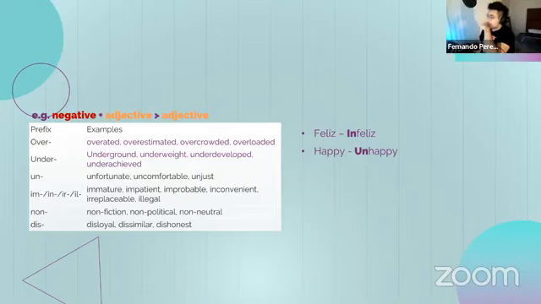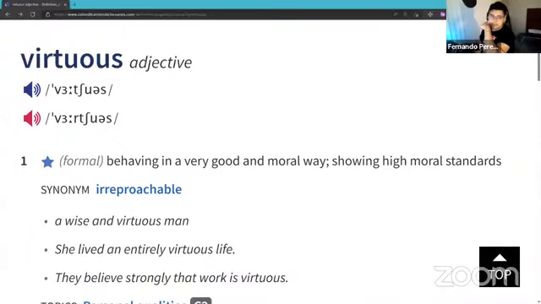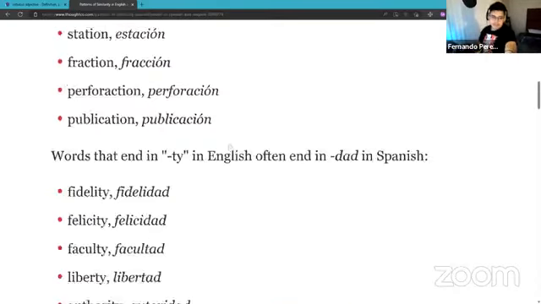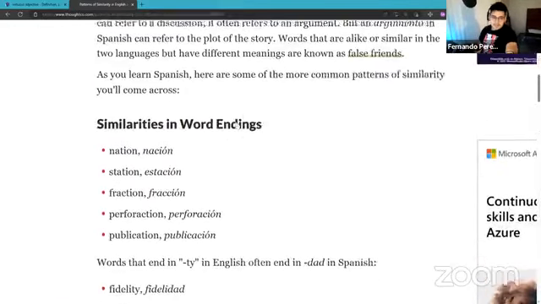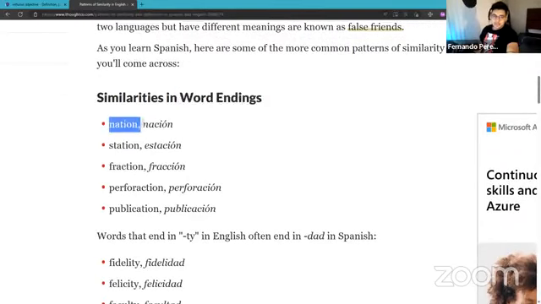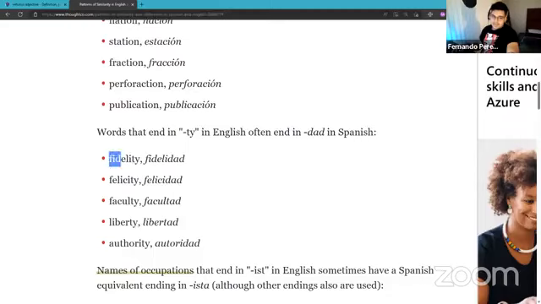Yes, I love this website. Look at this. ThoughtCo. It never fails to surprise me. Similarities in word endings. Word endings is similar to, say, suffixes. Nation, nación. Station, estación. Fraction, fracción. So that is the same. Fidelity, the ending ity transfers to idad, fidelidad. So ity and idad are practically the same. Felicity, felicidad, faculty, facultad.